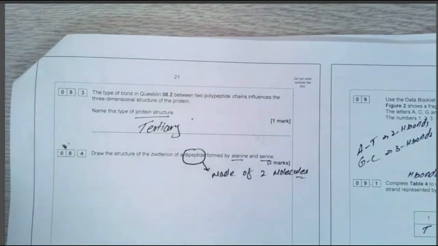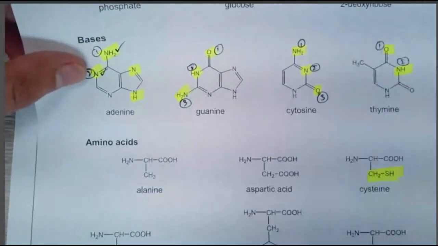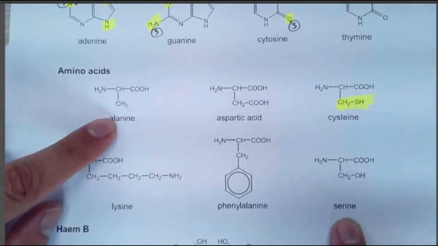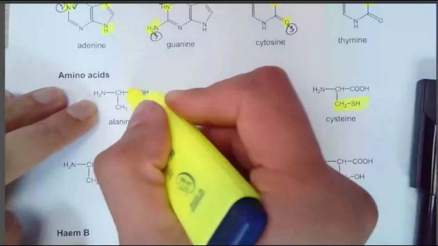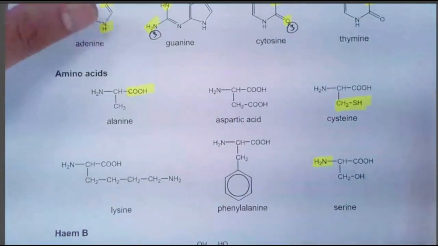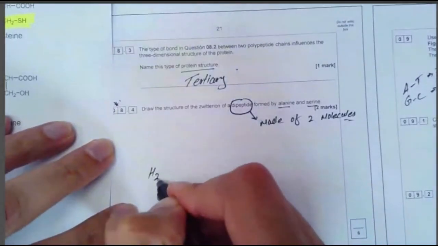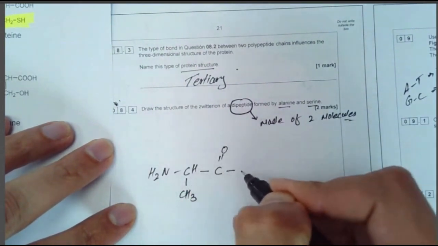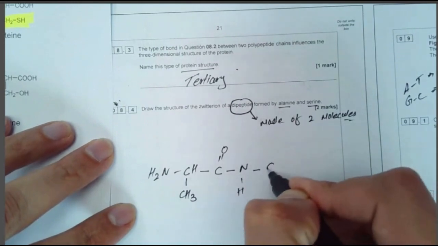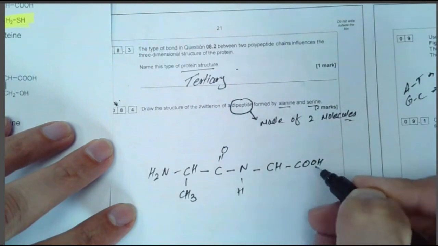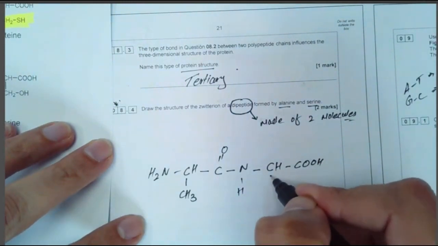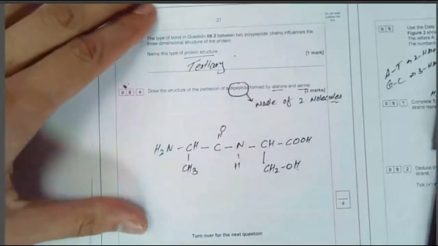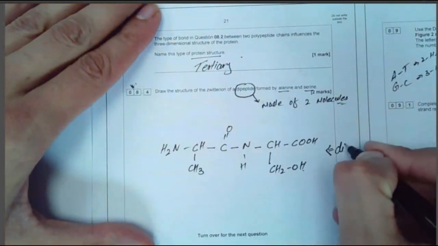So if I look at my data booklet again, they've given us alanine here, serine here. So if I combine them two together, what will happen? It's this section that will take part in the reaction. So we'll change into, let's write down first, H2N-CH(CH3)-C double bond O-N-H-CH-COOH, and at this location I'll have CH2-OH. So this is what we call dipeptide.